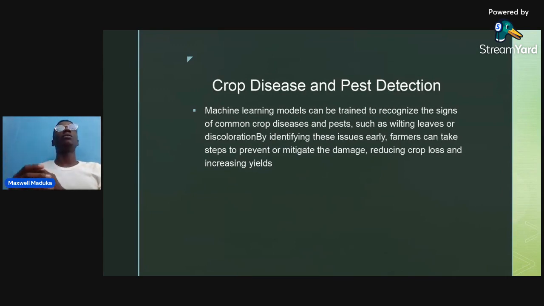Yeah, I think we have actually tested live how drones can reduce the use of pesticide on farms, and also help with pest and disease detection. They can spot wilting of leaves or discoloration in maize by identifying these issues early. Farmers can then take steps to prevent or mitigate the damage, reducing crop loss and increasing yields. Next slide.